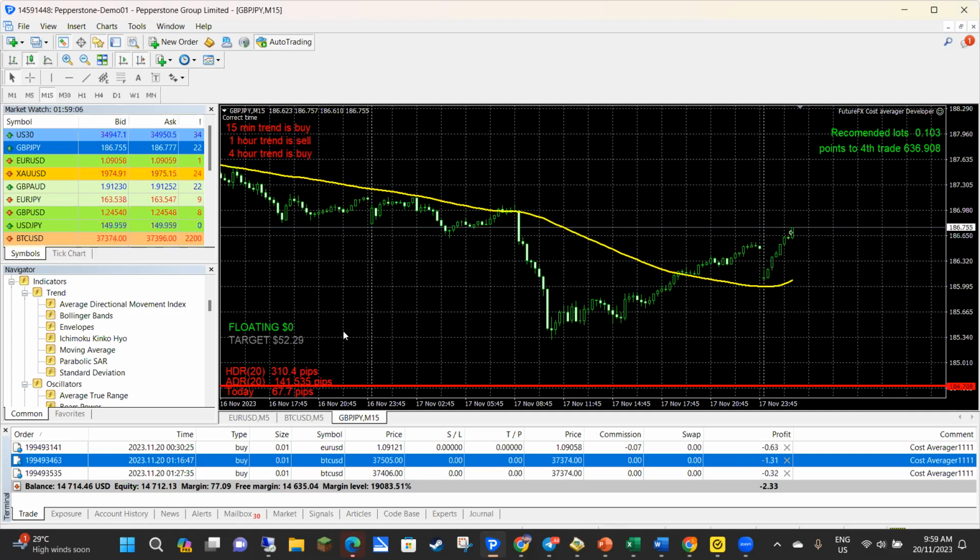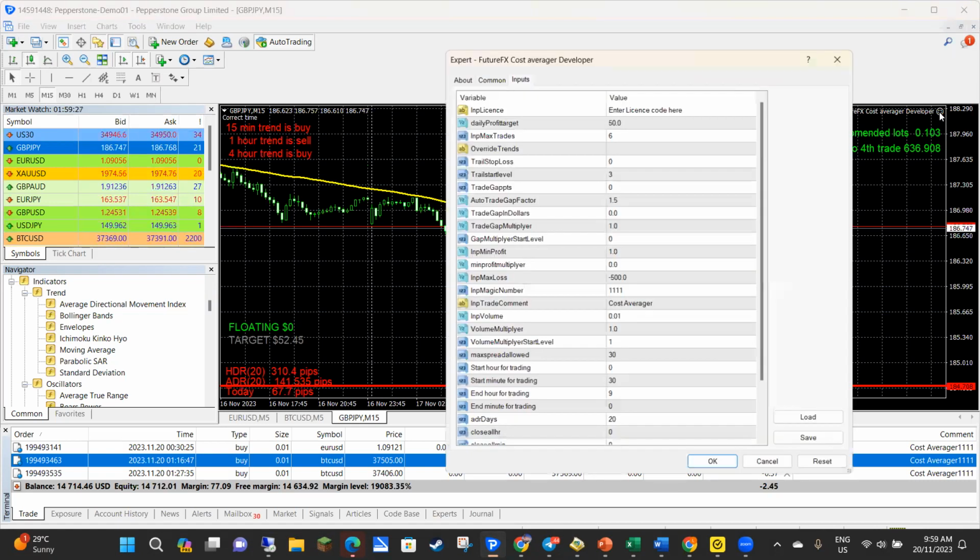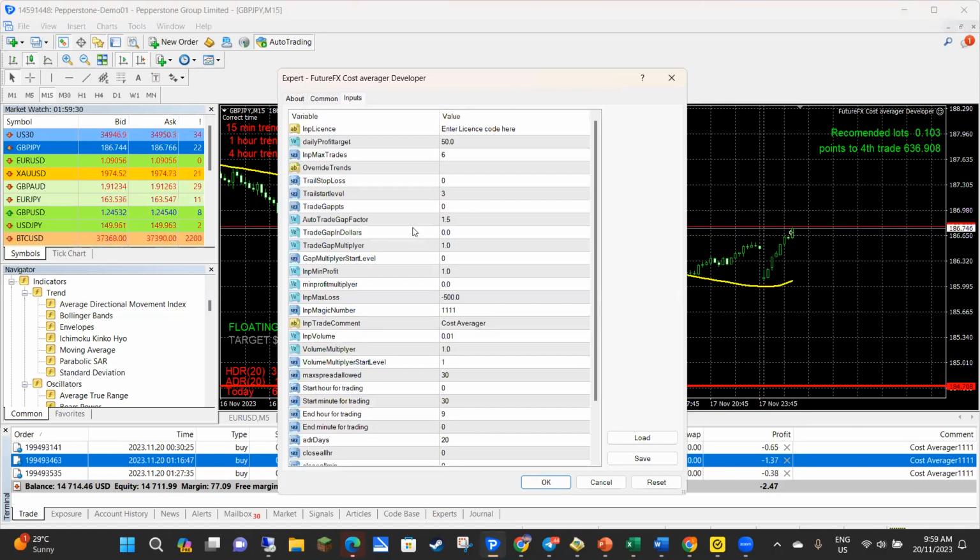Here we have Cost Averager on a chart, and the first one is just a display over here. What it says is what it's doing. It's telling us how many points to the fourth trade, so how far the market has to move in order for the software to open up 4 trades. And that's based off the settings we have here.